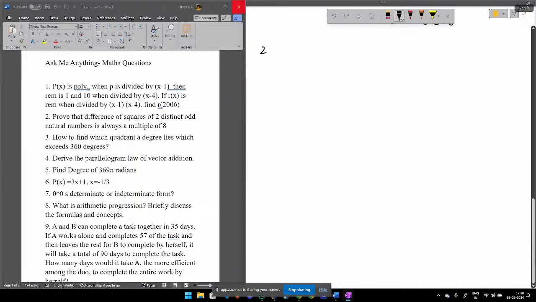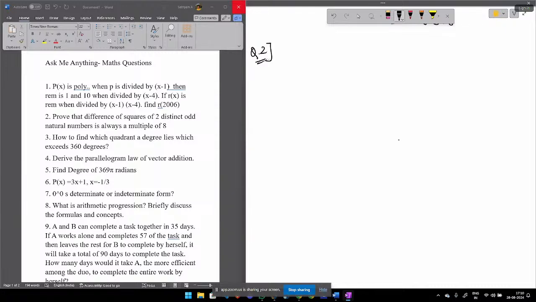Question number 2. What does question number 2 say? Prove that the difference of squares of two distinct odd natural numbers is always a multiple of 8. Okay, what have they told us? Difference of squares of two distinct odd natural numbers is always a multiple of 8.